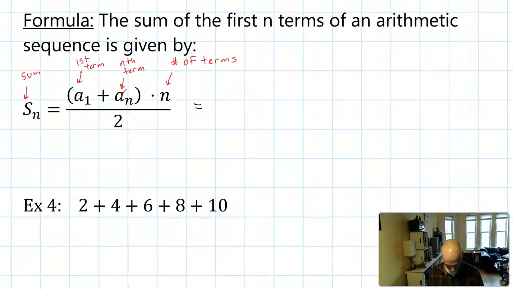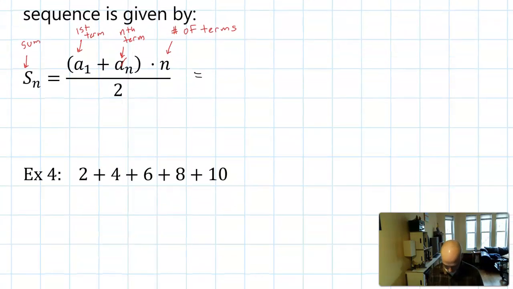So here we have example, I've called it example 4. 2 plus 4 plus 6 plus 8 plus 10. I picked something that you can probably do on your own, but let's use the formula just to see that it works. That's our first term. That's our nth term. But specifically, it's the last term and it's the 5th term. So that means that n is equal to 5.